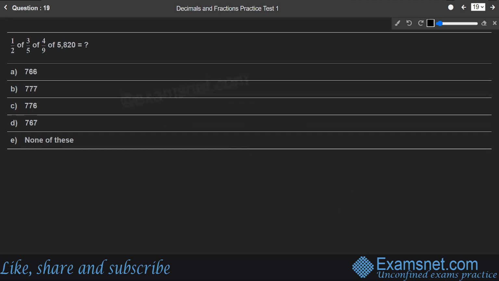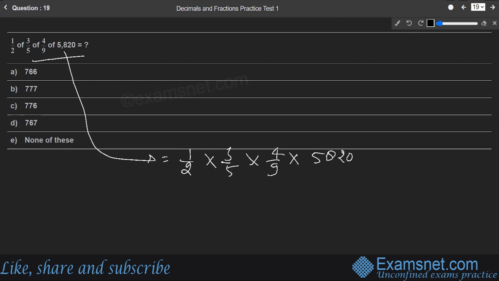Now, 1 by 2 of 3 by 5 of 4 by 9 of 5820. This question is given. Of, we'll take as multiply, and then we need to solve the mathematical expression. So it's like 1 by 2 of, so in place of of I'll write into 3 by 5 of, then in place of of I'll again write into 4 by 9 of, and after of again I'll write into 5820. So this is what the expression simplifies to.